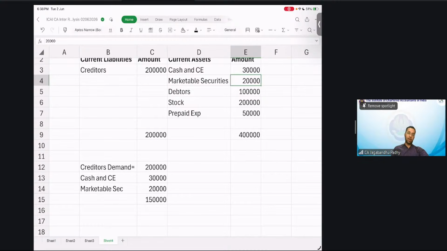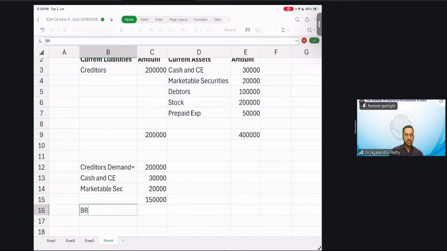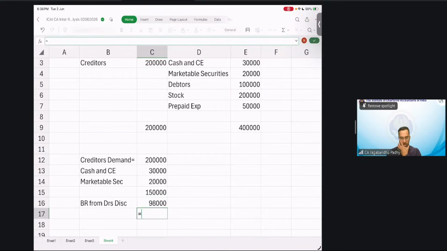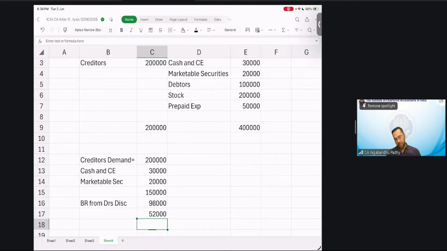But one thing I can do with regards to debtors is we can ask for a bill to be signed from them and we get a bill receivable from debtors as discounted. So debtors was 1 lakh and let's say after discounting, we received 98,000. We still have this 1,50,000 minus 98,000 as 52,000 balance to be paid.